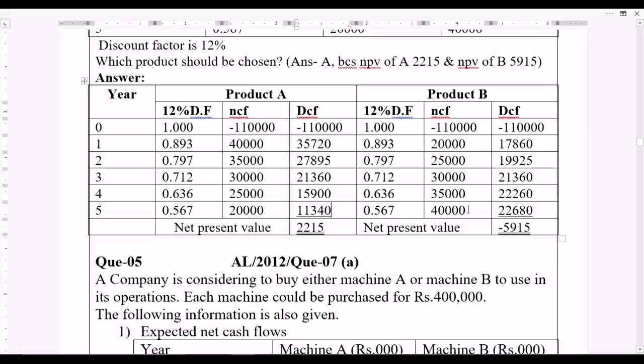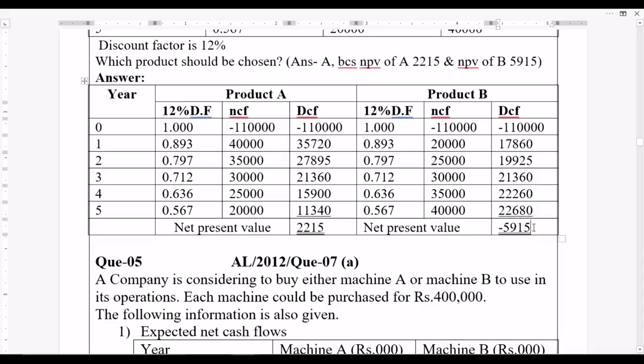In the case of product B, the cash inflow is 40,000 and the net present value is 22,608. Now calculate the net present value. From this outflow of 110,000, deduct the inflows, so the answer is positive 2,250. Here the answer is in negative.